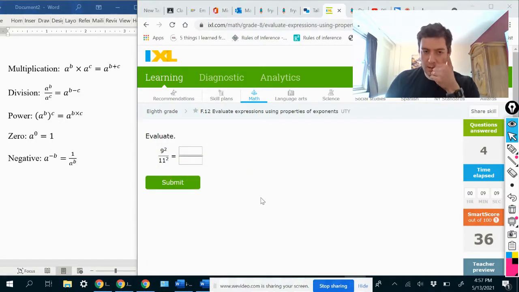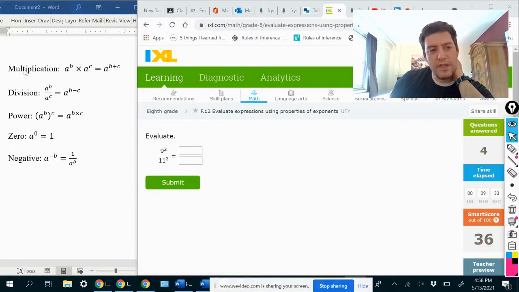Can you give me any negatives or anything? Okay, so over here, so how does it want me to evaluate them? All right, so actually for this one, we're not using any of these rules. Why not? Because the bases are different here.